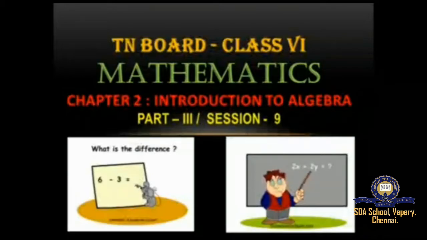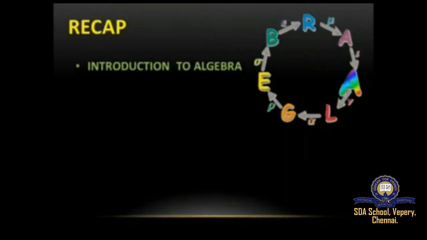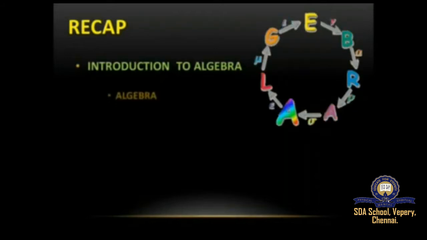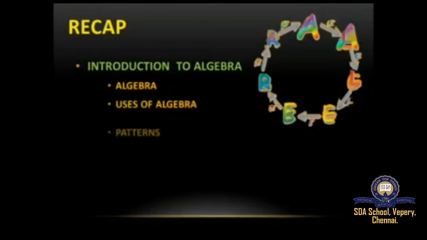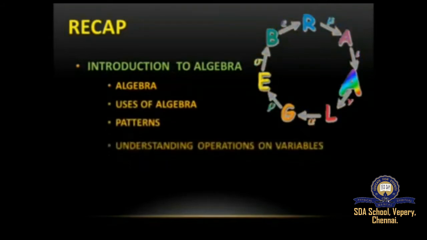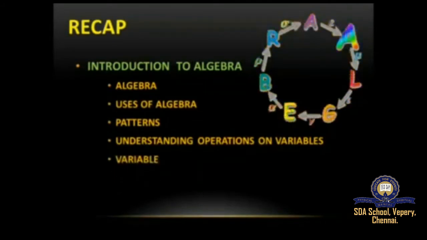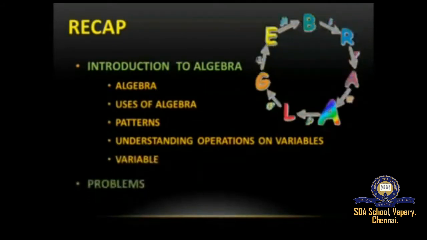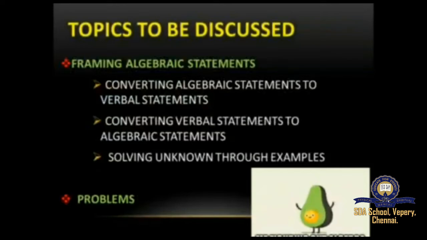So before we move on to today's class, let us just have a recap of what we learned in the previous class, okay? So first, we looked into the introduction to algebra. In introduction to algebra, we saw what is algebra, the various uses of algebra, the patterns, and understanding the operations on variables. And at last we looked into what is a variable, okay, and then we solved a few problems based on these topics. In today's class we'll be learning about framing algebraic statements.